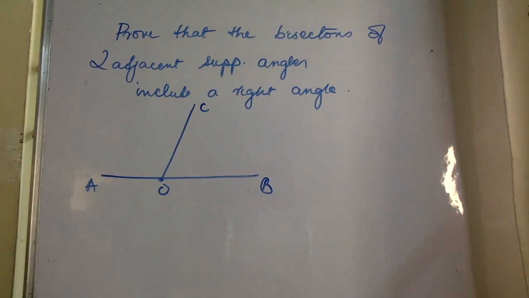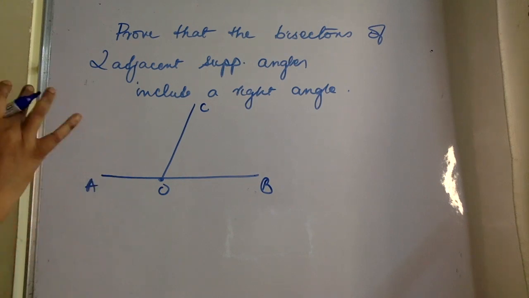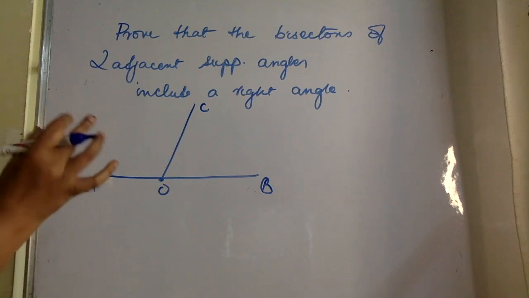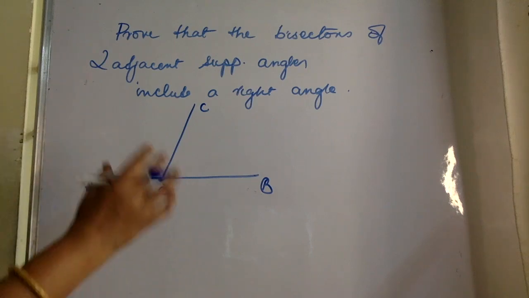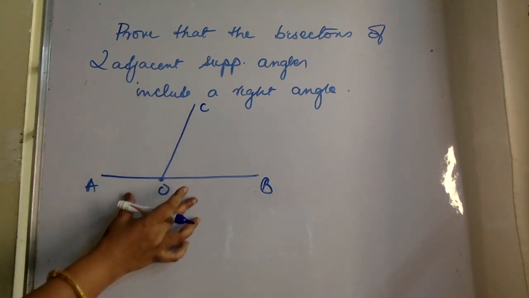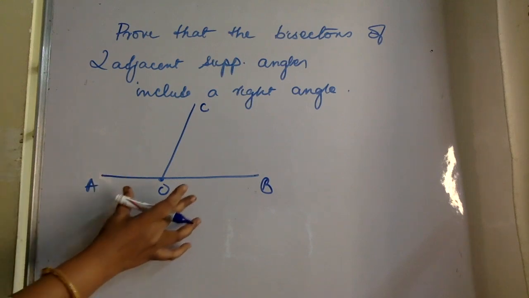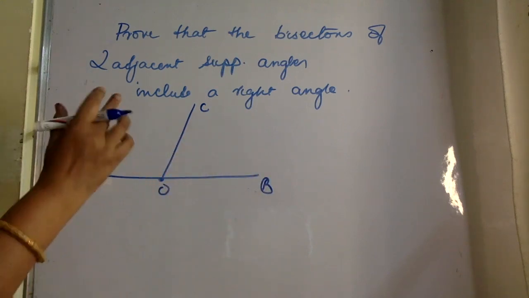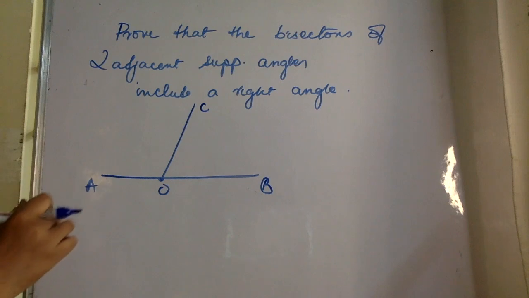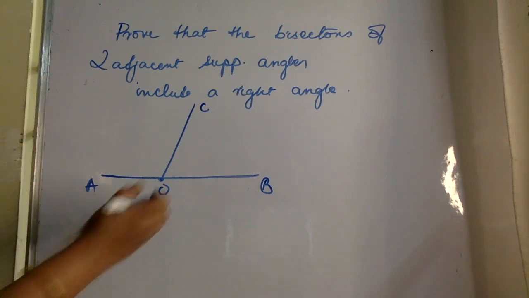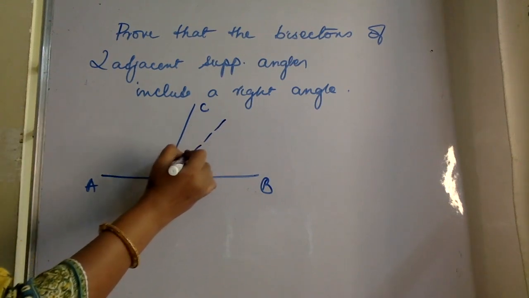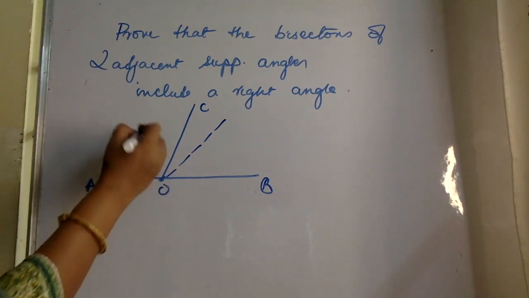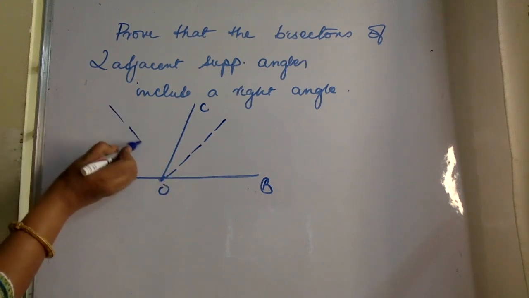Remember, in these questions students are not able to get the diagram itself. They find it difficult to get the diagram. Why so? First thing, you have to know adjacent supplementary angles to make it. The second thing is bisectors of two adjacent supplementary angles. This is one bisector, this is the other bisector.